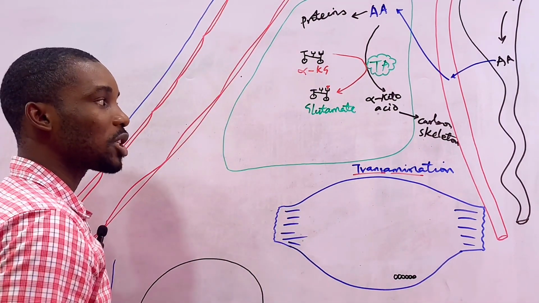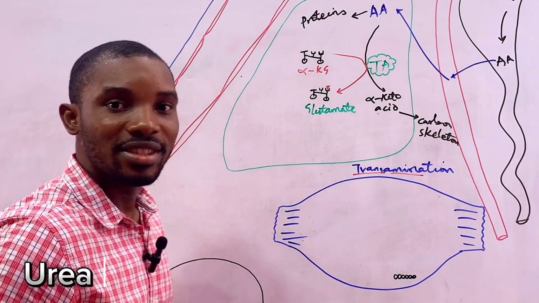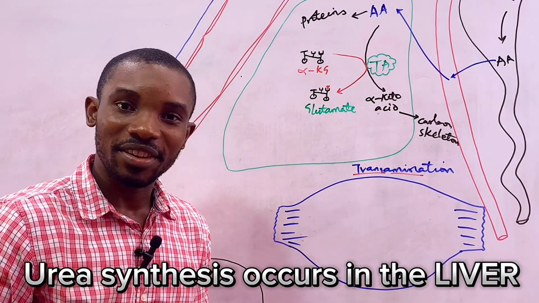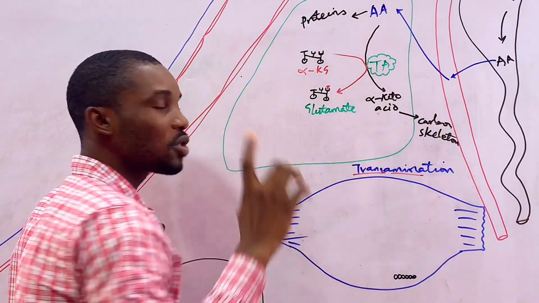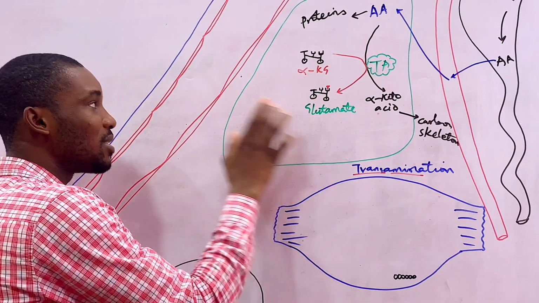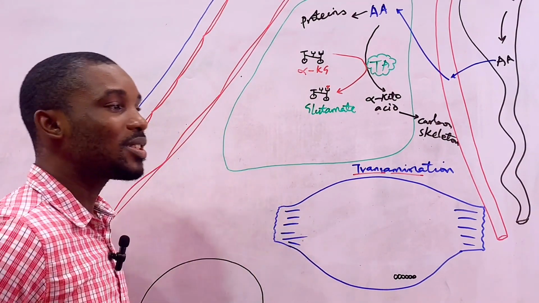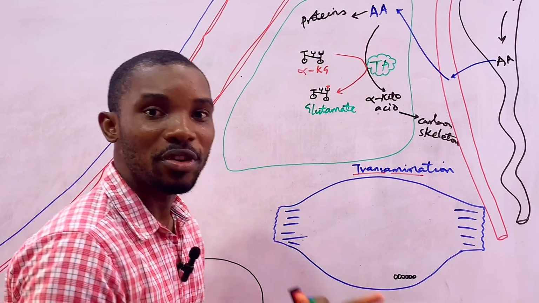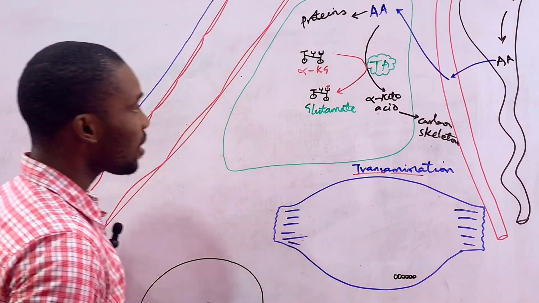Now remember that we are trying to transport what? Ammonia to where? The liver, because urea synthesis occurs where? In the liver, right? So the first reaction the cell has undergone is what? Transamination to form what? Glutamate. But glutamate is not a good transport form for what? Ammonia. So we have to transport it into a transport form for ammonia. What's that transport form called? Let's look at it, all right?